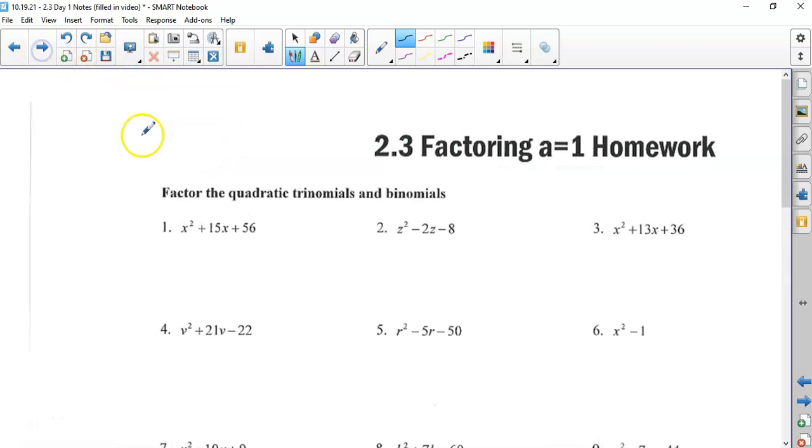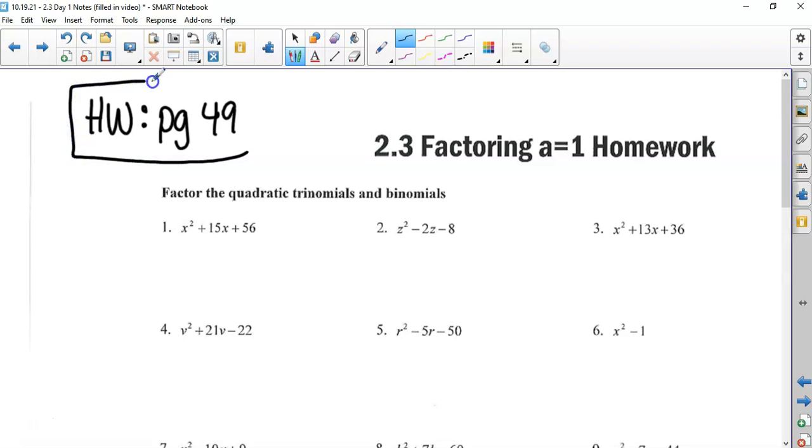And then homework tonight is page 49. So if you finish the class practice early, by all means, and you've checked your answers, go ahead and jump into tonight's homework, which is page 49.